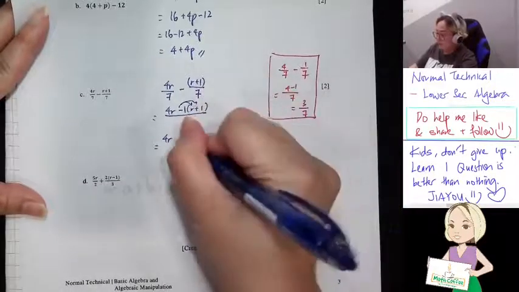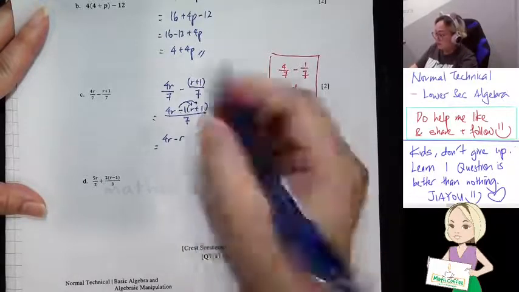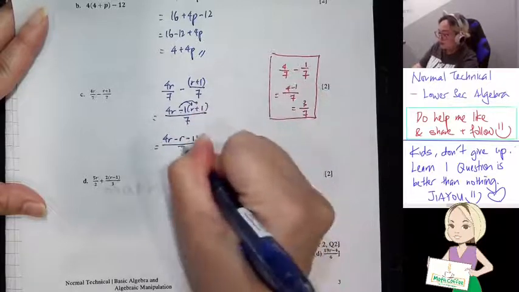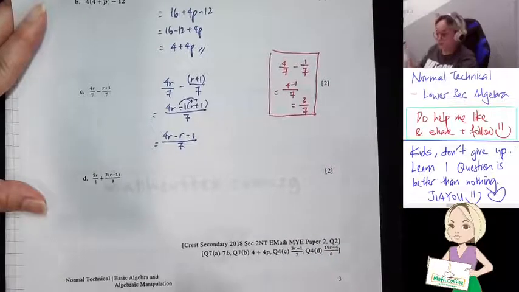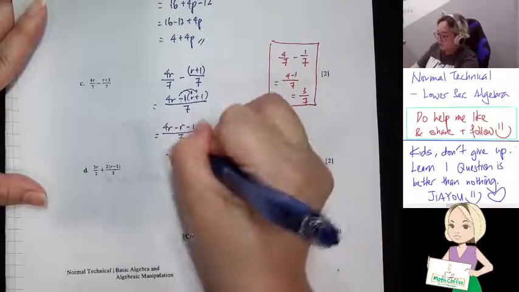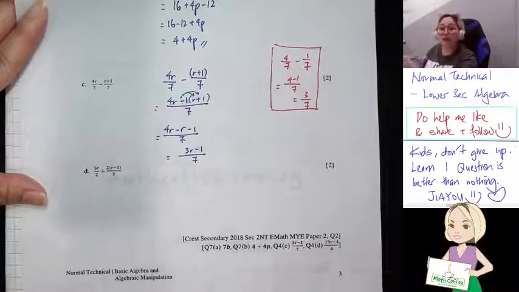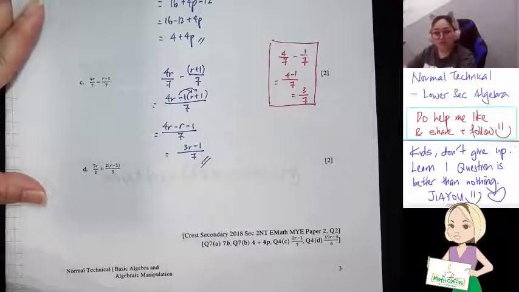Negative times positive, minus 1 times r. Negative times positive, negative 1 times 1, 1. Then the whole thing over 7. So the numerator, you can see that 4r minus r is 3r. So it's just 3r minus 1 over 7. And that's it, because 3r minus 1 cannot simplify any further. So this is your final answer.